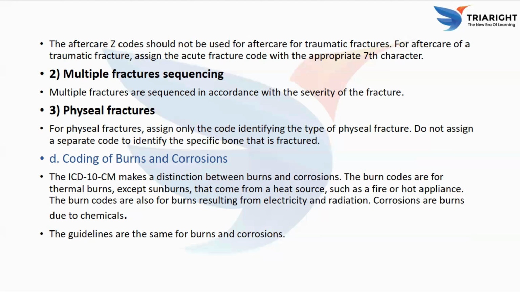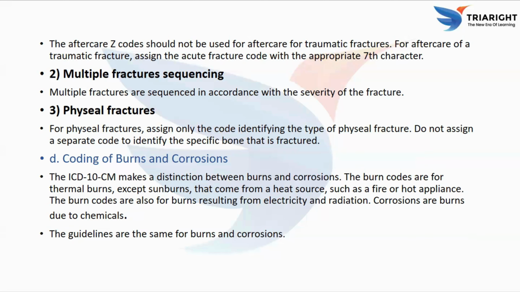So next, coming to coding of burns and corrosions. What is the difference between burns and corrosions coding? The types are burns, electrical burns, radiation burns, as well as corrosions. Burns are due to heat, fire, steam, and hot objects. Electrical burns are caused by electricity. Radiation burns are caused by radiation exposure. Whereas corrosions are caused by chemicals like acids or alkalis.